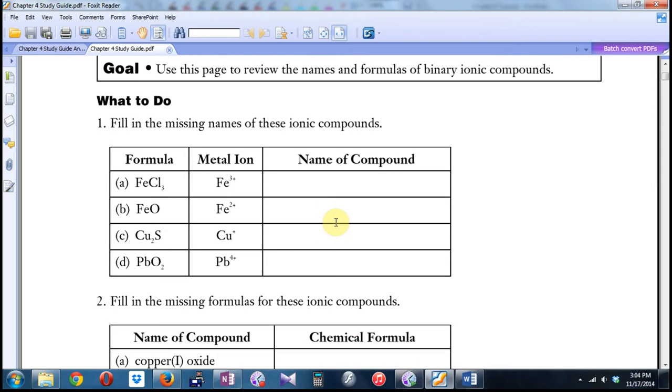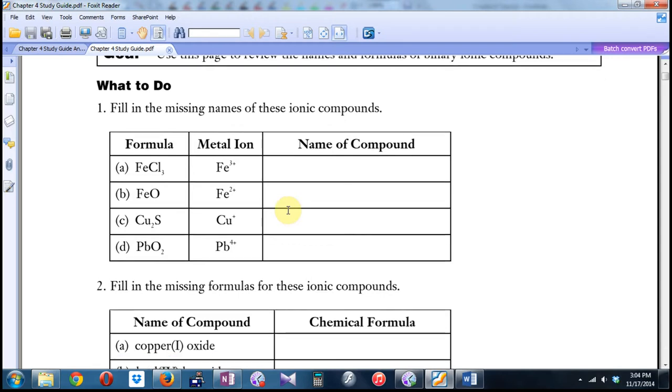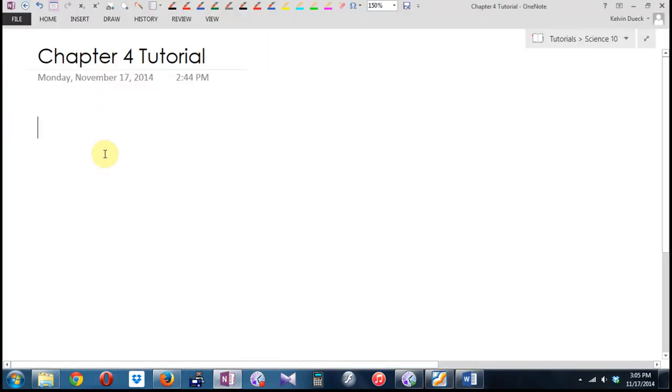On the test, either as multiple choice or written, one of the things that students are having trouble with is coming up with names of compounds with Roman numerals. Here's an example from number one. I'll let you try these on your own. Instead, I'm going to make up one kind of similar to this.